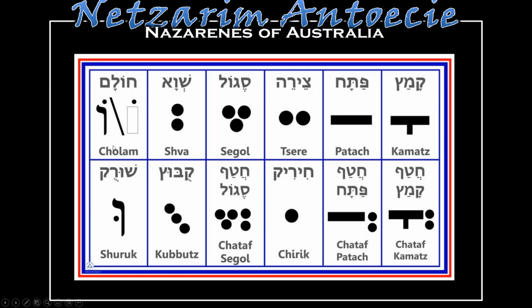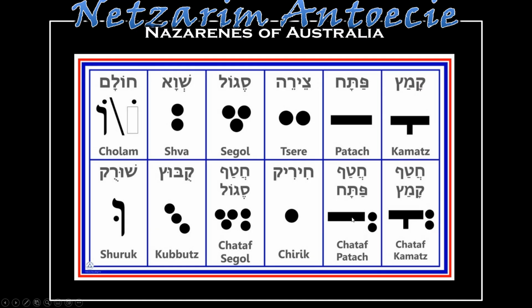And then we have cholam, and that is the O sound up there. Then we have shuruk, and as you can hear, it's like a shorter U sound. And then we have kubutz, which we can hear as a longer U sound. Then we have a combination of shava and segol. It's called a kataf segol, where the segol follows the break in syllables. Then we have chirek, which is your I sound.